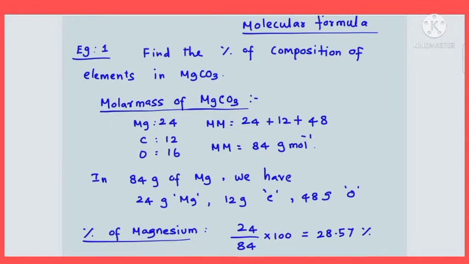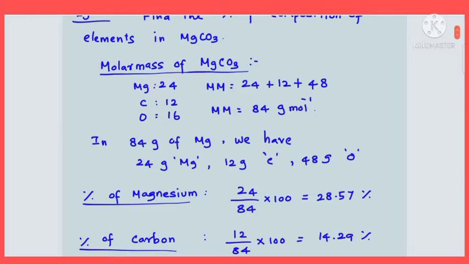First, we have to find the molar mass of magnesium carbonate. For this, we have to add the atomic masses of all the elements together. In magnesium carbonate, we have magnesium, carbon, and oxygen. Magnesium's atomic mass is about 24, carbon 12, oxygen is about 16. Now, let us add these together.